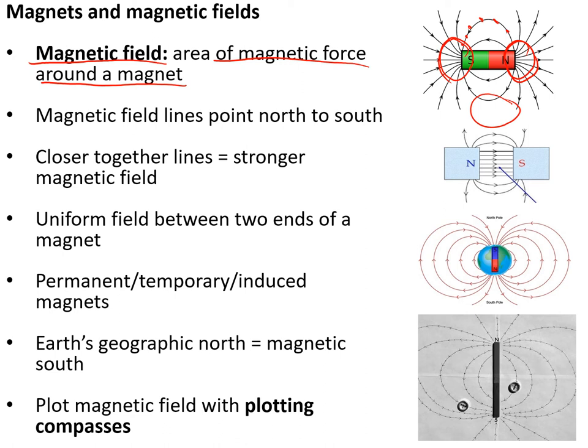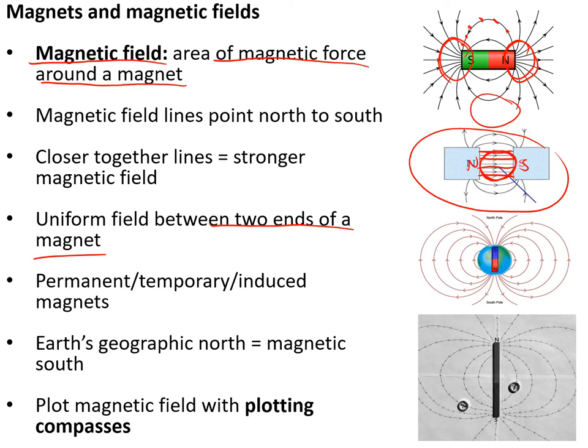Now, this is a bar magnet's field, but we can produce a uniform magnetic field by putting the two ends of two different magnets next to each other. And what we get is something like this. So this is the north pole of one magnet and the south pole of another. And in between the two of them, we have these straight lines of magnetic field pointing again from north to south. That's what we call a uniform magnetic field, because everywhere in this area, the magnetic field is the exact same strength.